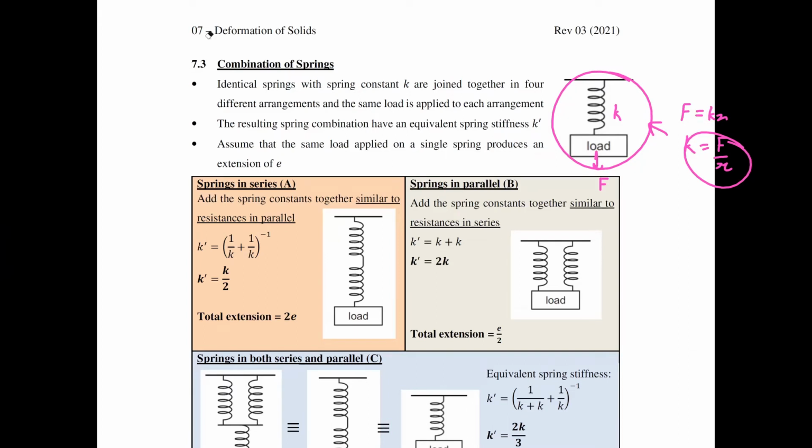Now, you have identical springs with spring constant K that are joined together in 4 different arrangements with the same load applied to each arrangement. They all have the same load applied to the system. The resulting spring combination has an equivalent spring stiffness of K prime. This is a different variable. K is not equal to K prime here.